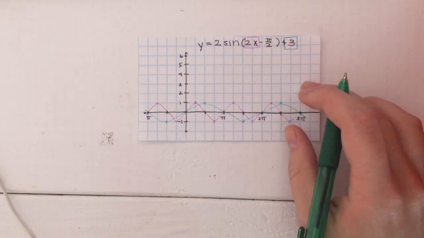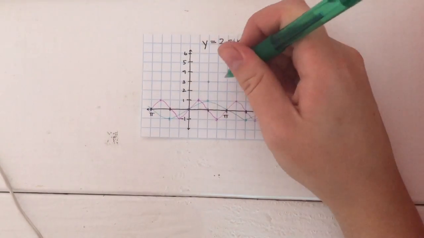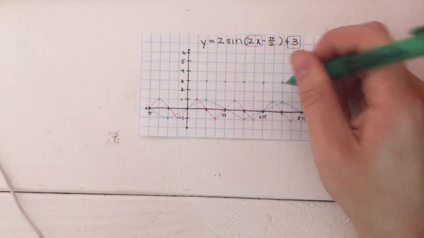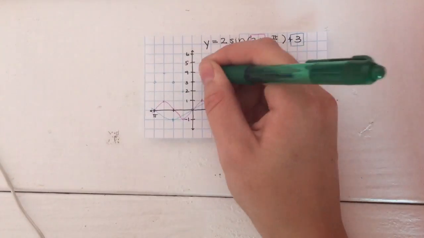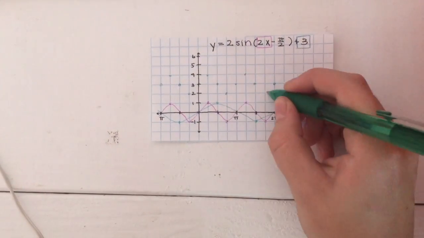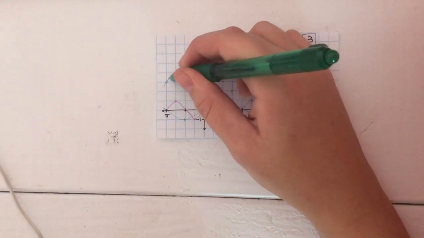Next, I'm going to focus on a midline shift of 3. This essentially means that your function is going to shift up 3 units. So my new midline is going to be at 3, and originally it was at 0.